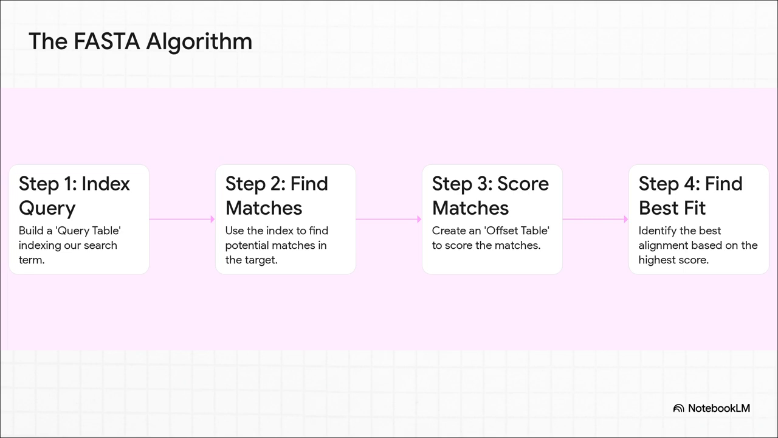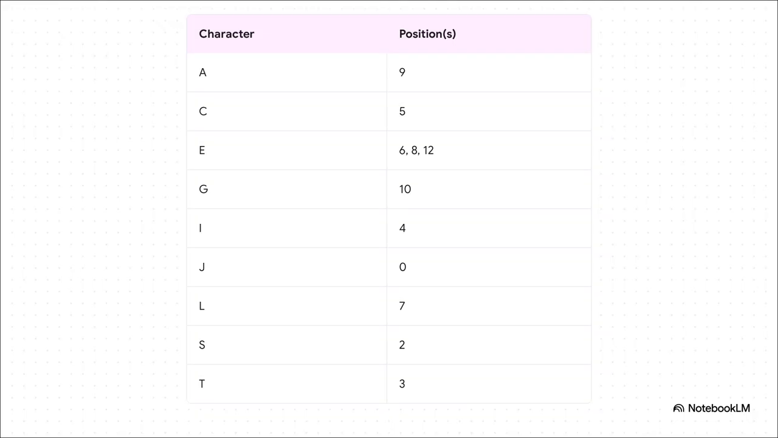First, we build an index of our search term. Second, we use that index to spot potential matches. Third, we create something called an offset table to score them. And fourth, we find the best match just by looking at that score. Okay, let's walk through it.